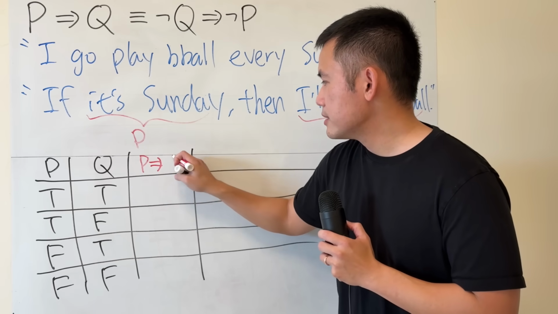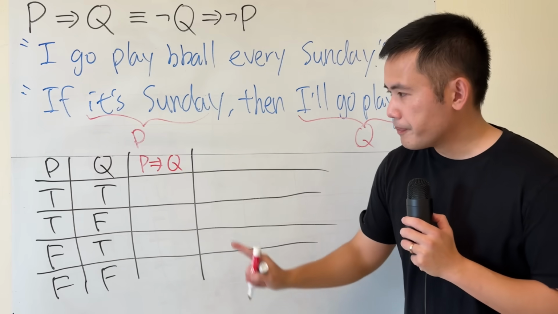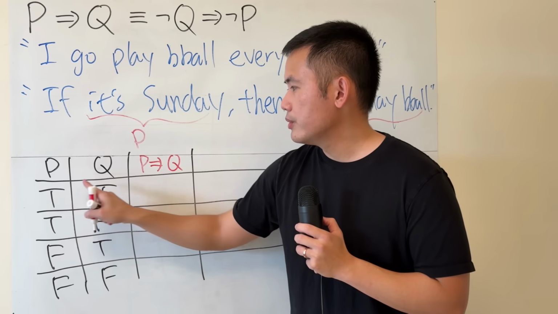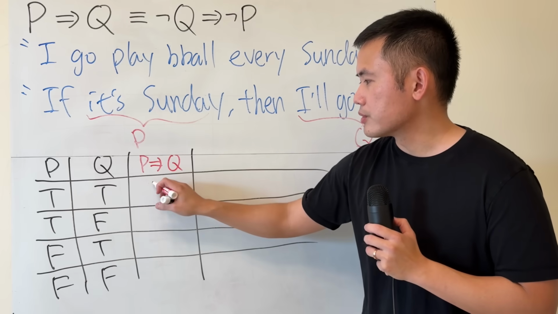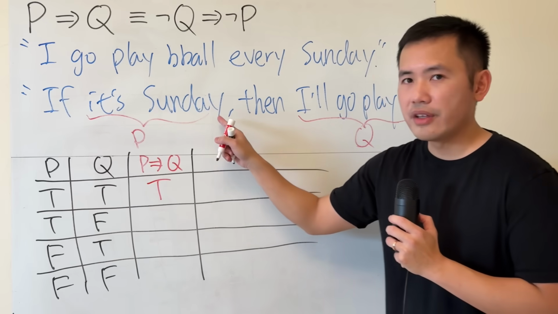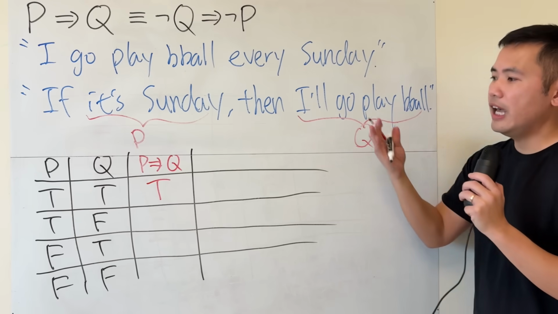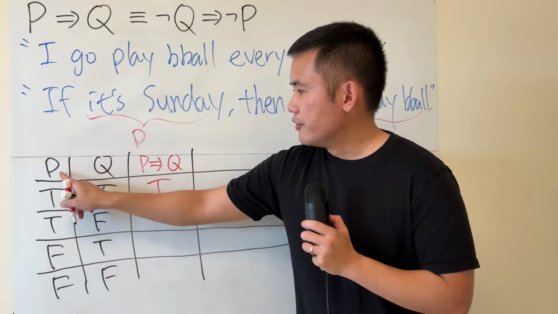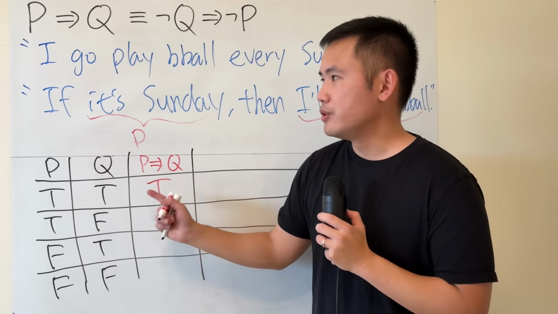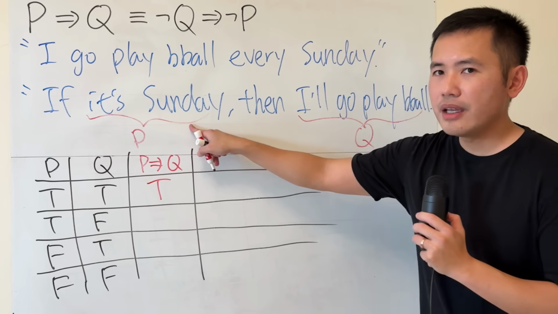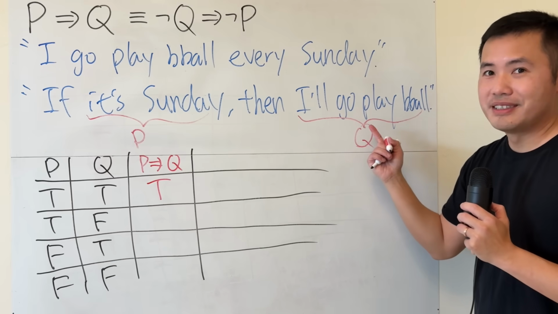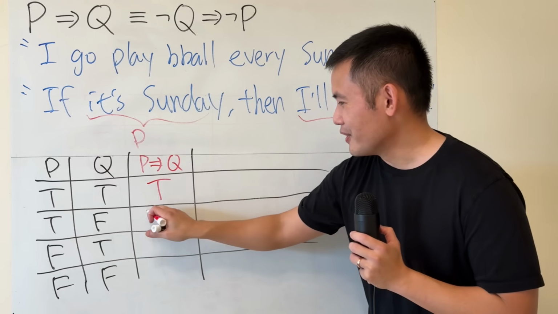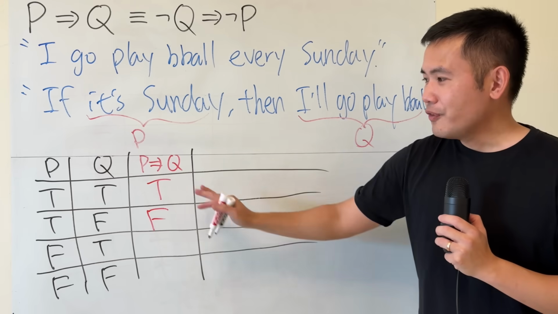Okay, let's look at this right here. P implies Q. Now, this right here, we will have to interpret it as if P is true, Q is true, then the whole thing is true. It's like if today is Sunday and I do go play basketball, everybody happy, I'm not lying, it's true. Next, if P is true, Q is false, which is saying if it's Sunday, but I'm staying home, I'm not going to play basketball. Well, that's bad, right? That's false. So far, so good.